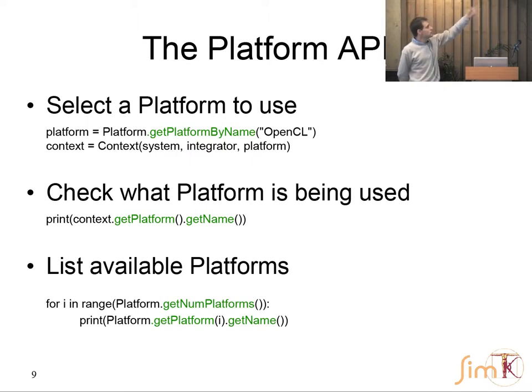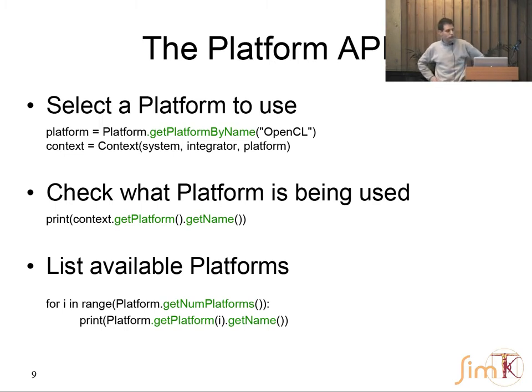You just use the platform class to say platform.getPlatformByName. You give it the name of the platform you want. That returns a platform object. And then when you create your context, you just pass that platform as the last argument. And you can do exactly the same thing when you create a simulation object. After specifying the system and the integrator, just pass the platform as the next argument, and it will then use that platform.